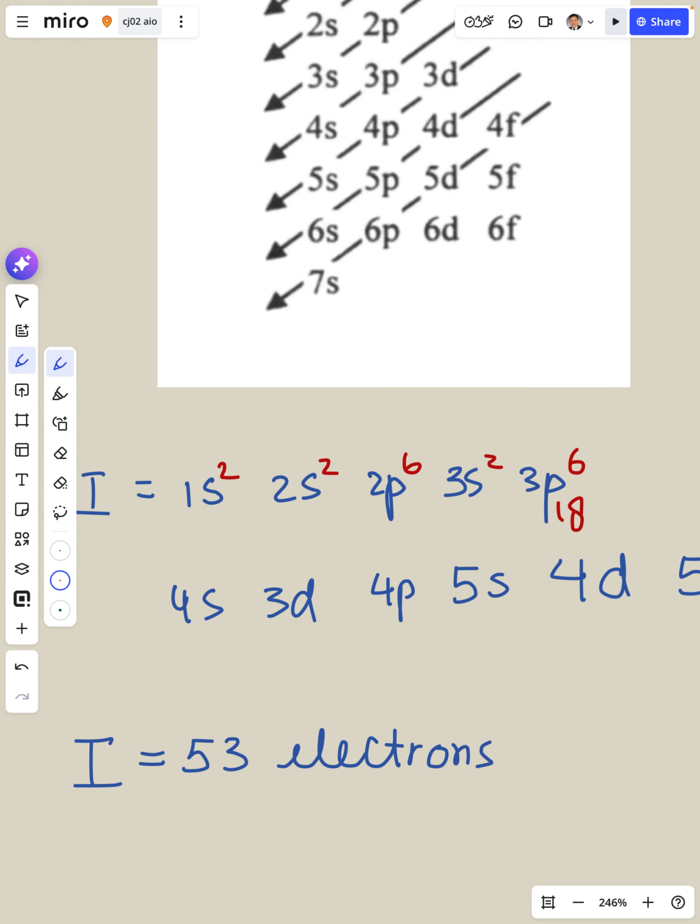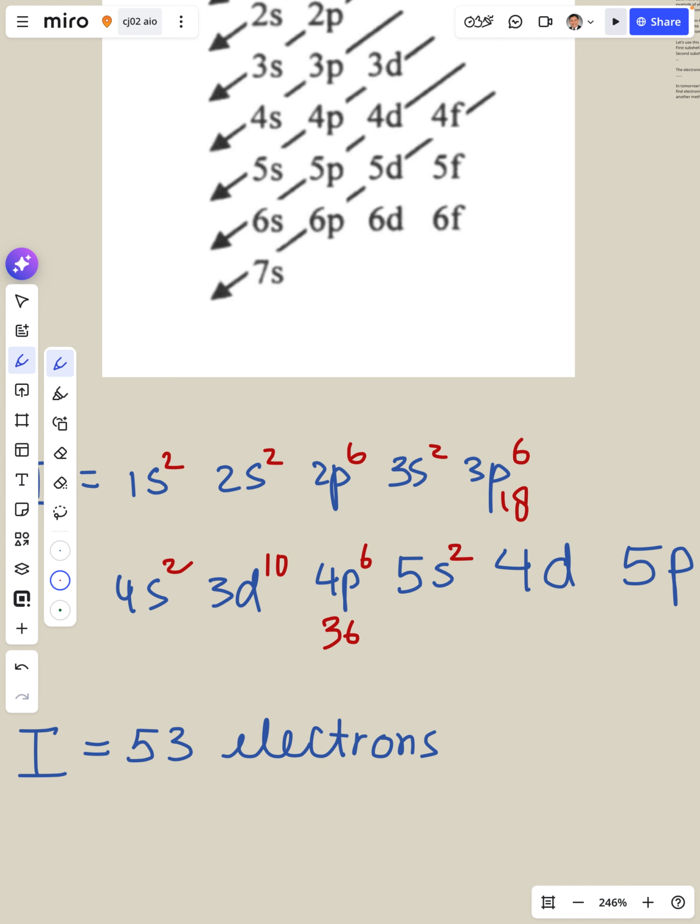So we continue. 4s is 2, 3d is 10, 4p is 6. So we add up 18 plus 2 plus 10 plus 6. And how much is that? 18 plus 2 plus 10 plus 6. We have 36 until here. Still not enough.